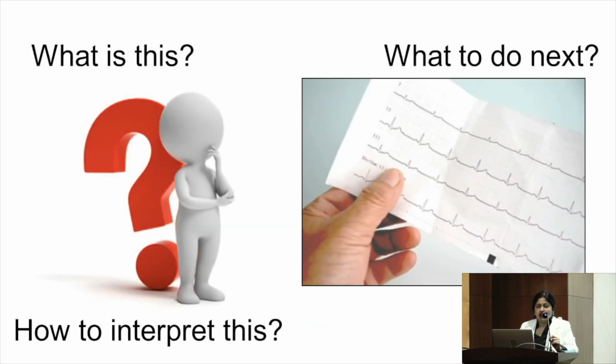I'm pretty sure many of you would have come across the scenario when there's an ECG with a tachyarrhythmia or any arrhythmia in front of you, and you're just wondering, what is this? What to do next? How to interpret this and how to manage this scenario. So let's try to simplify and understand arrhythmias.